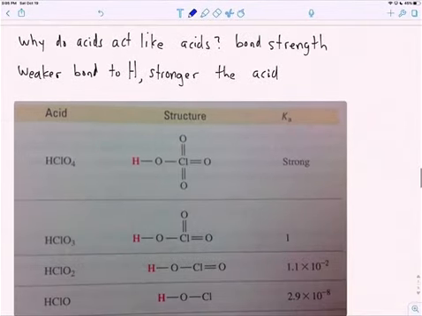All right, now let's start talking about conceptual stuff. So why do acids act like acids? If you ever wondered that. Generally speaking, the weaker the bond to the hydrogen, the stronger the acid.